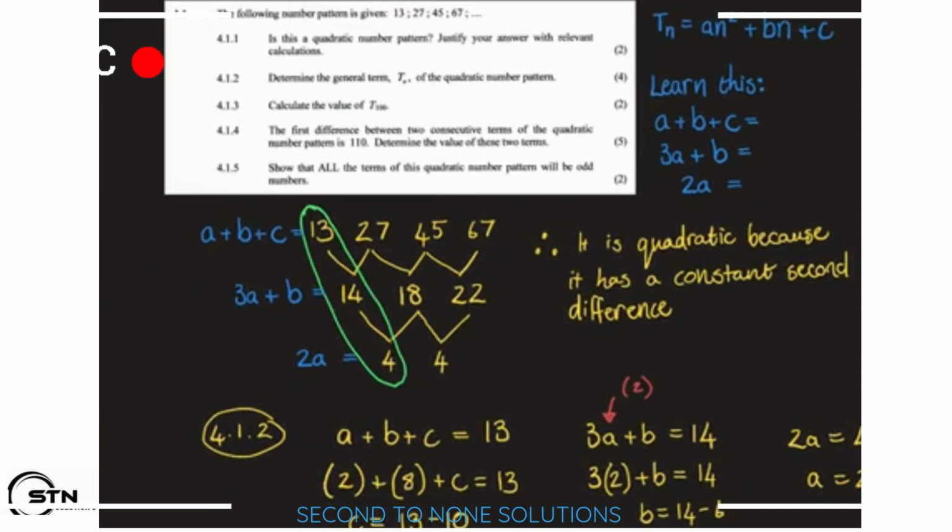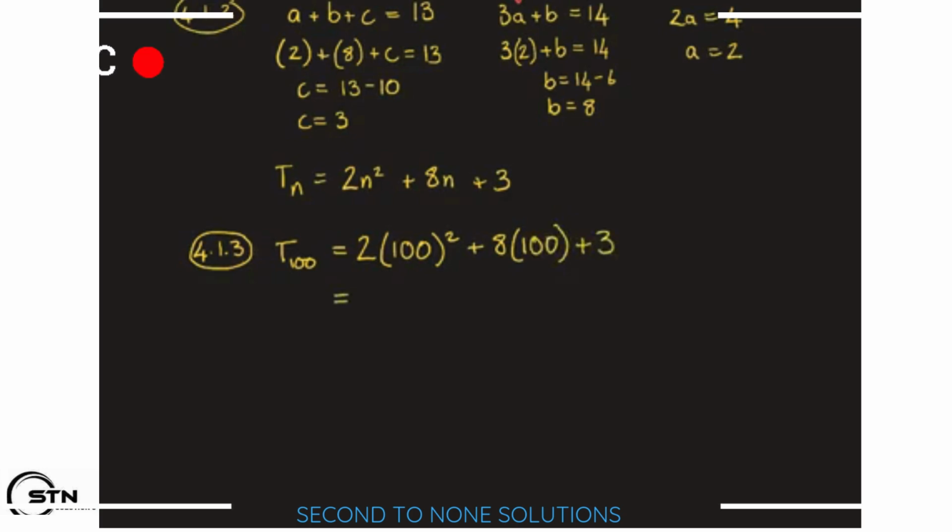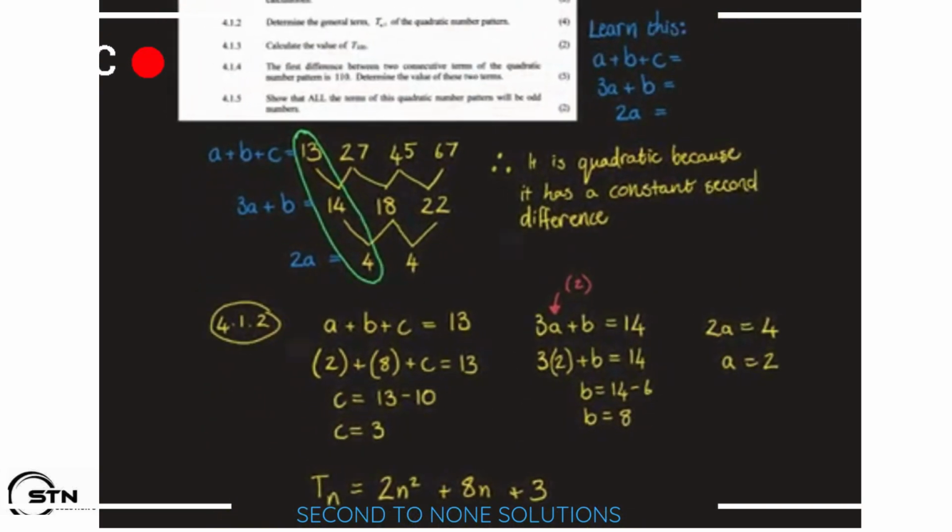The next question asks us to calculate the value of T100. So that's the 100th term. In other words, 4.1.3. We're substituting 100 in for the value of n. So you have this amazing thing called a calculator that will do this calculation for you. But because the question is worth 2 marks, it's important to show that you know what you're doing. In other words, writing out the calculation. There we go.